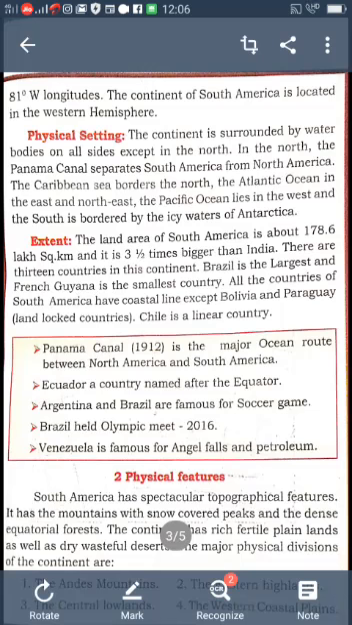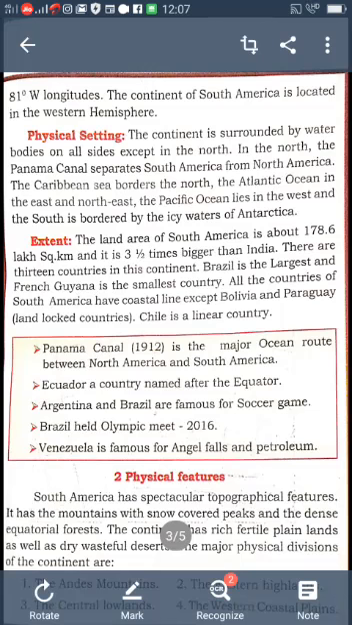I except Bolivia and Paraguay. These two are the landlocked countries of South America. Chile is the linear country. So this is the extent of South America.